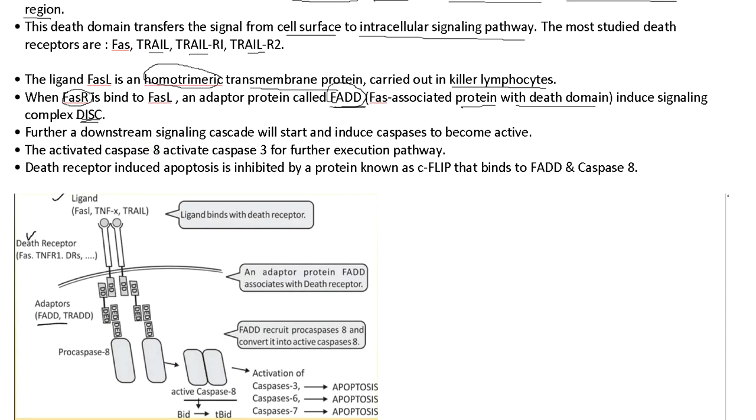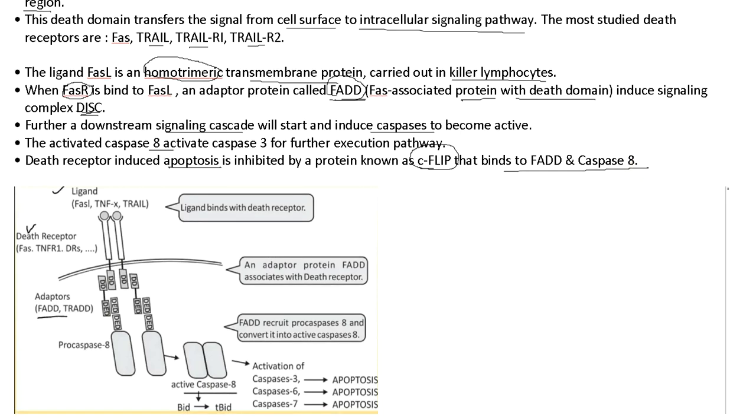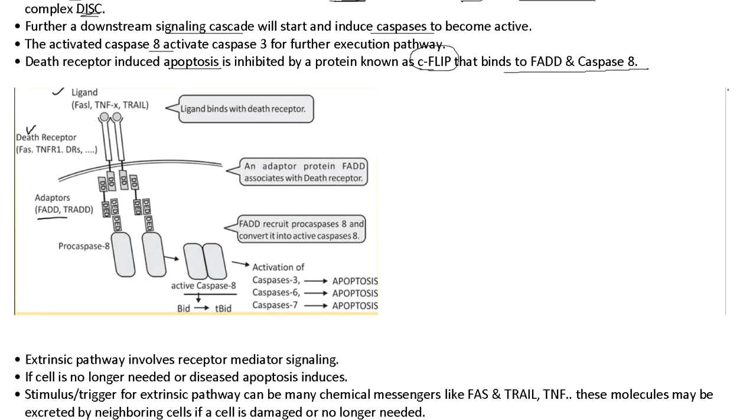Then a downstream signaling cascade is activated. It will make caspase 3 active, and before caspase 3 activation, caspase 8 is activated. Death receptor induced apoptosis is inhibited by a protein named C-FLIP that binds to FADD and caspase 8, which inhibits the death receptor signaling.